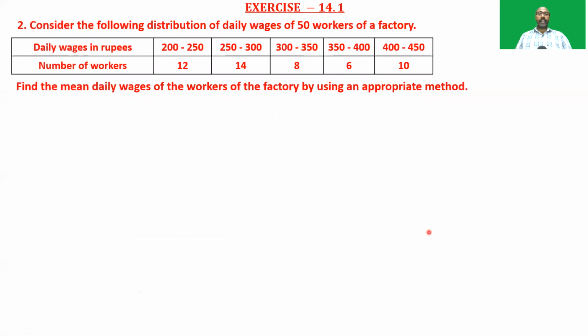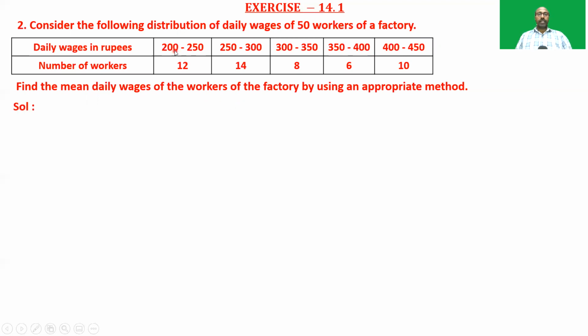Consider the following distribution of daily wages of 50 workers of a factory. Here the daily wages are given and the frequencies, that is the number of workers, are also given. Find the mean daily wages of the workers of the factory by using an appropriate method. Okay, so this is the question.